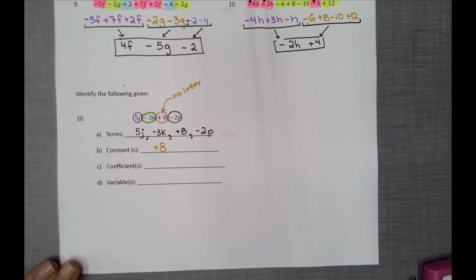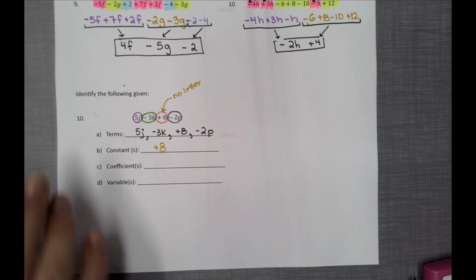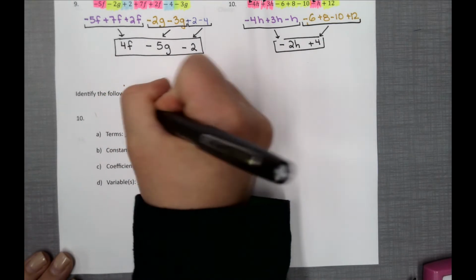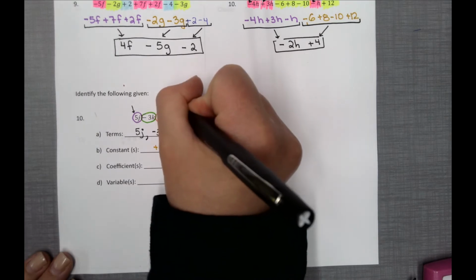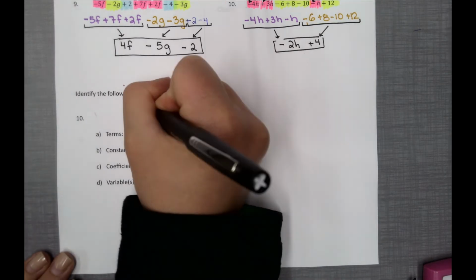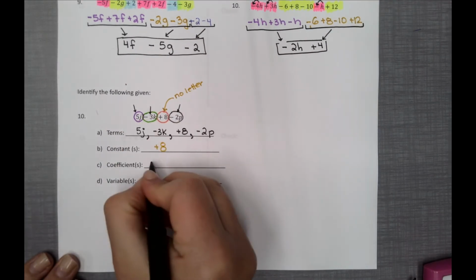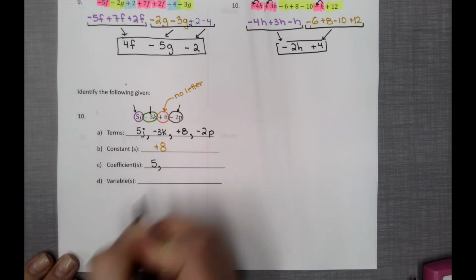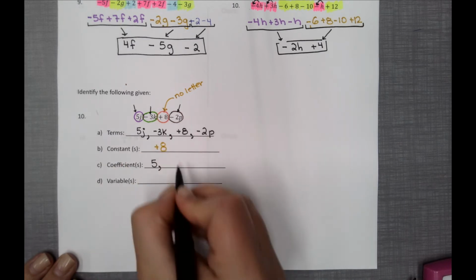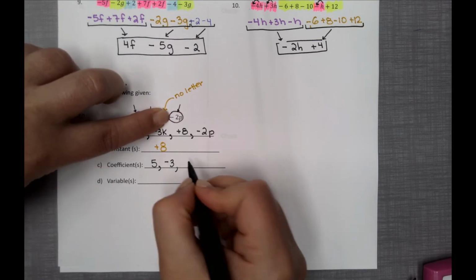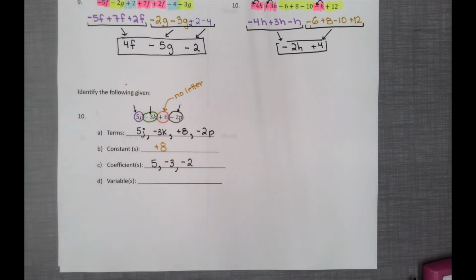Notice how I'm taking the symbol. You got to take the symbol. Coefficients are the terms with the variables, but I'm only going to take the number. So when I see a circle with 5j, I'm going to take a 5. I see a term with negative 3k, I'm going to take a negative 3. And I see a term with a negative 2p, I'm going to take a negative 2. I am not writing the variable. I'm not writing the letter. I'm just writing the number in front of the letter.